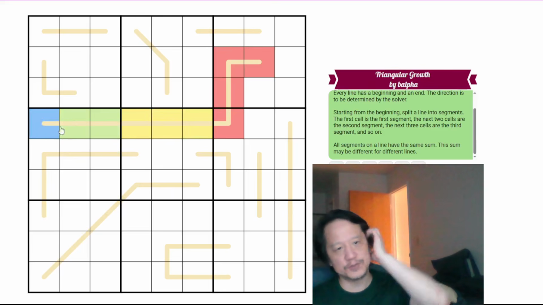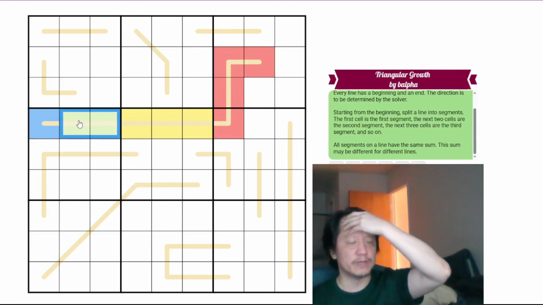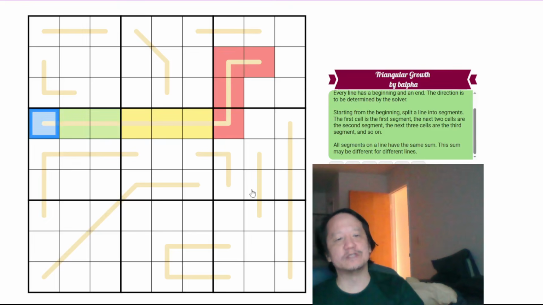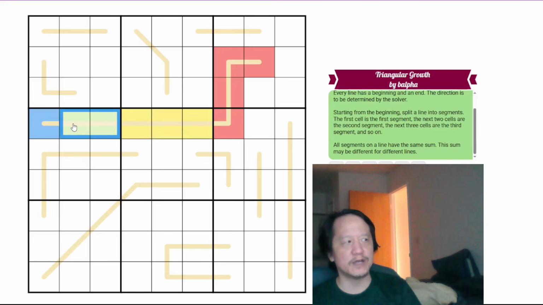But if this were 6, this would have to be 1, 2, 3, and then this would be 4, 5 at minimum, so that doesn't work. What happens if this is 7? If this is 7, this is 1, 2, 4, adding up to 7. And this would then have to be at minimum 3 and 5, but that's too much. That adds up to 8. So this can't be 7. So this is 8 or 9.